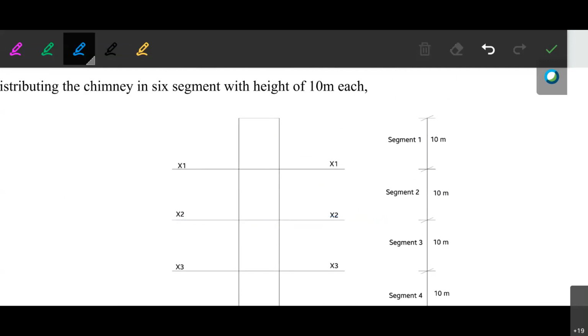So first for x1, the first segment, taking the moment about the x1 section, that is the bottom of segment 1. Above that particular section only one force will be acting. The P1 of segment 1 will be acting at the center of the section, therefore P1 multiplied by the distance. That distance will obviously be half of that 10 meter total height, so half of 10 meter will be 5. Therefore the moment at section x1 will be equal to P1 multiplied by h1.